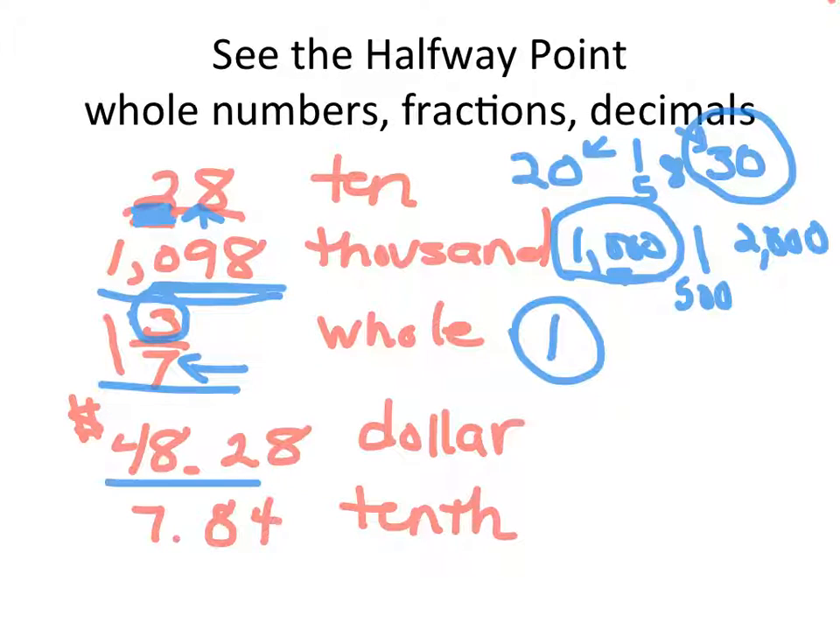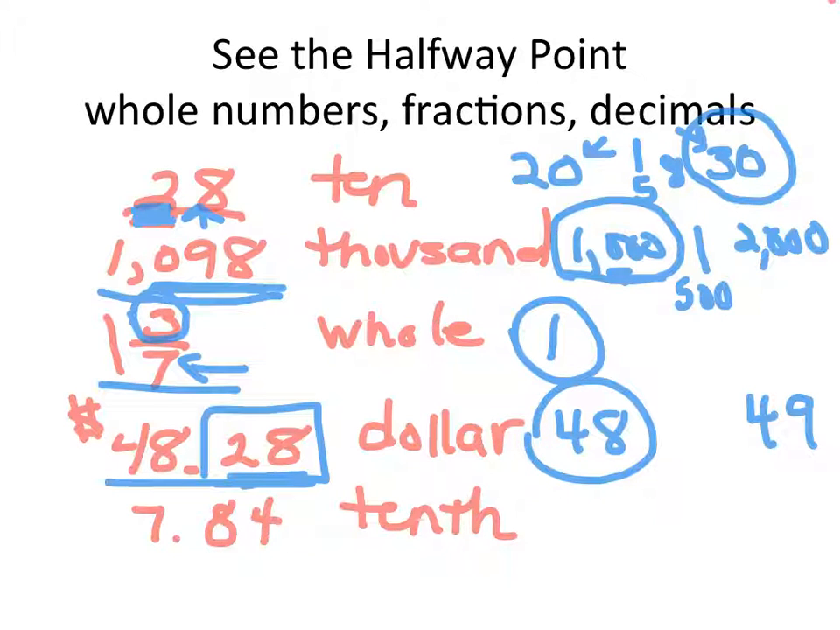If I'm going to round this to the nearest dollar, I want to be thinking, what is the halfway point of a dollar? Half of a dollar is 50 cents. So if I have more than 50 cents, I'd have to go up to the next dollar. Right now I have $48. If I had to round up, I'd go to $49. I only have 28 cents. That's less than half of a dollar, so I would round to $48.